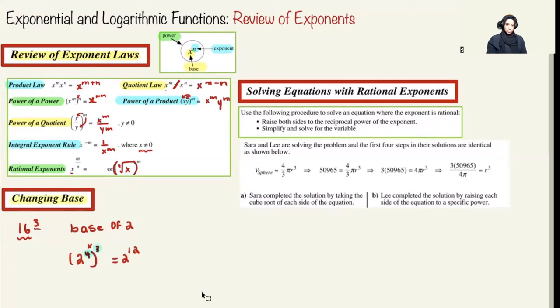What if I asked you to write it as a base of 4? Well, you can do that as well. You can go, okay, if I want a base of 4, how would I do this? Well, a base of 4, how can I write 16 as 4 to the power of something? I can go 4 to the power of 2. That's my 16. And then all to the power of 3. And so, again, power of a power, that's 4 to the power of 6.